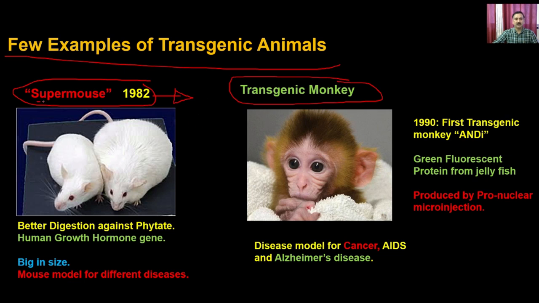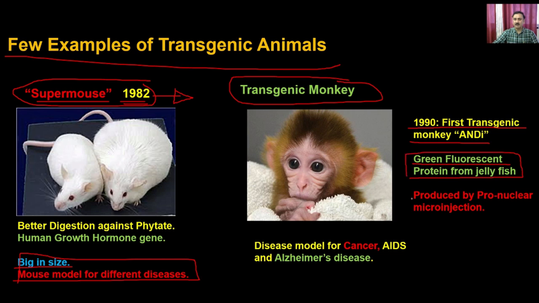The first mouse model was developed in 1982, and it is called the super mouse. The super mouse is big in size, and it is a good mouse model for different types of diseases. Similarly, the first transgenic monkey was developed in 1990, and its name was ANDI, where people overexpressed the green fluorescent protein from the jellyfish, and it was produced by pronuclear microinjection.